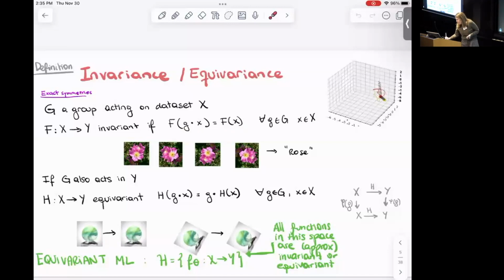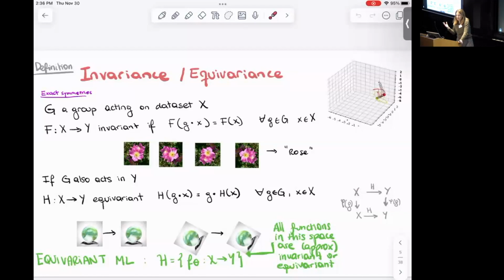So typically you write it as these commutative diagrams. If I do a transformation to my input and then I make the prediction, it is the same as doing the prediction and then transforming the predicted value. So for instance, in this pendulum example, this is just a double pendulum with springs, just a toy example. If I do a rotation in the XY plane of the initial positions and velocities, then the dynamics will rotate as well.